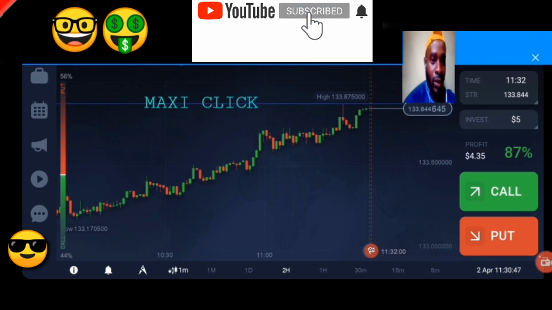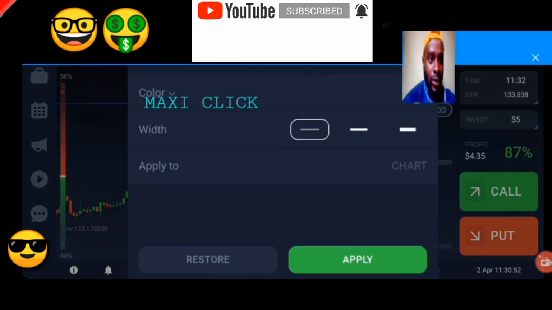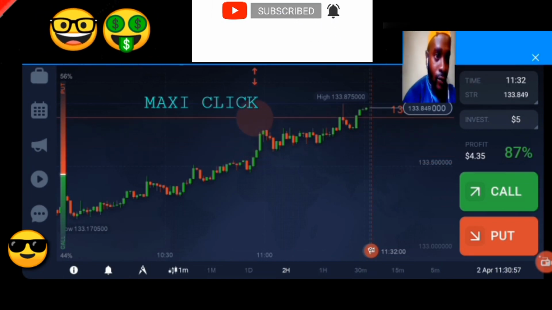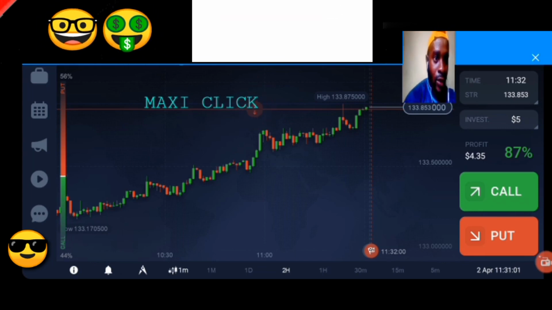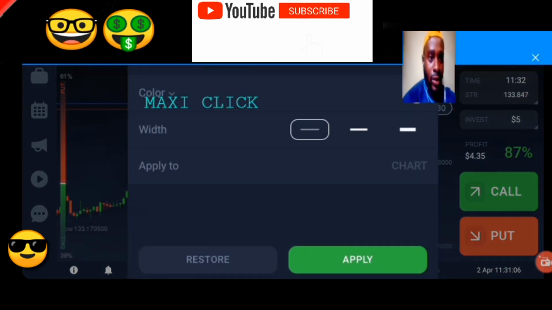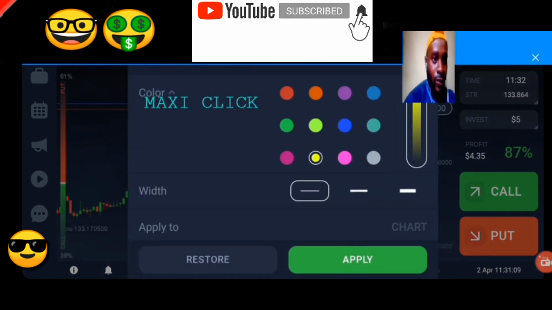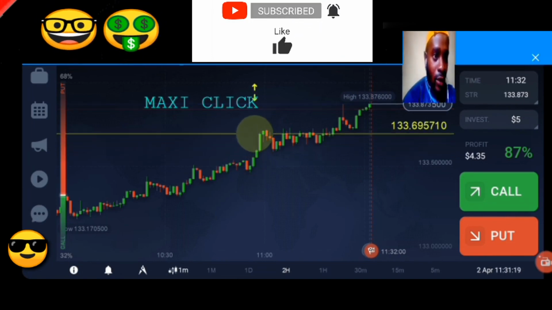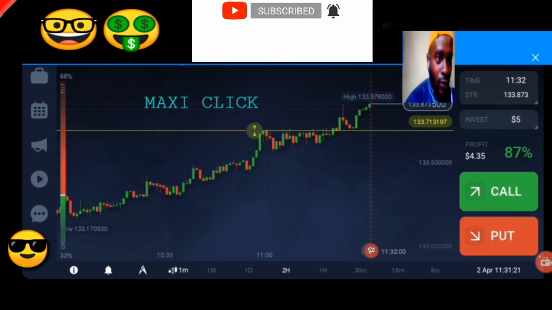Let me get my support. Let's use this last one here. Good. Then let's make our support. Now let's use yellow for our support. Let's make it a bit thicker. Bring it this way. I guess it has even crossed.